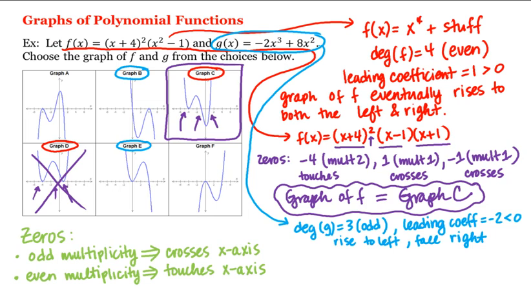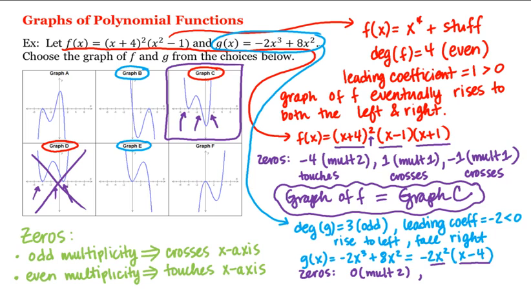So now to determine which one it is, let's look at the zeros. Let's factor g, so g of x is equal to -2x cubed plus 8x squared. And we can factor out a -2x squared from both terms, which leaves us with x minus 4. And therefore, g will equal 0 when this is 0 or this is 0, which means that the zeros are 0 with multiplicity 2 and 4 with multiplicity 1.